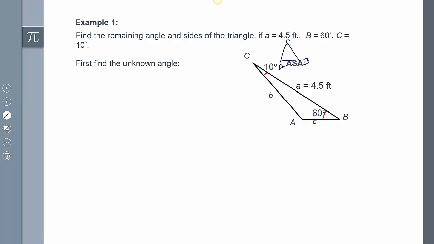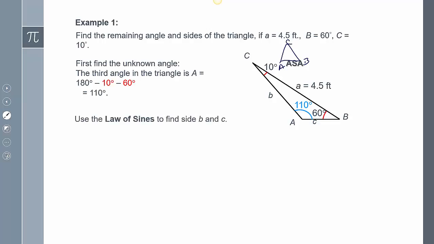And so I can find this missing piece right here. It's really easy. You don't even have to use the law of sines because it's 180 degrees minus the other 2 values. So if I do 180 degrees minus 10 minus 60, that's going to give me 110 degrees. Now to find B and C, I can use the law of sines. So the first ratio I'm going to do is A over sine A equals B over sine B.